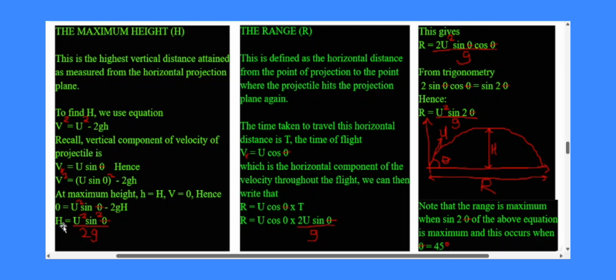Then we divide both sides by 2g. That will give us h is equal to capital H is equal to u squared sine squared theta, all divided by 2g. All right, so this is an equation or a derivation that we can always use whenever we want to calculate the maximum height reached.